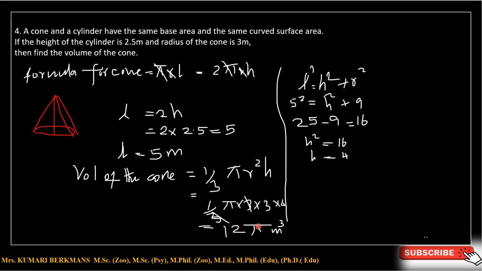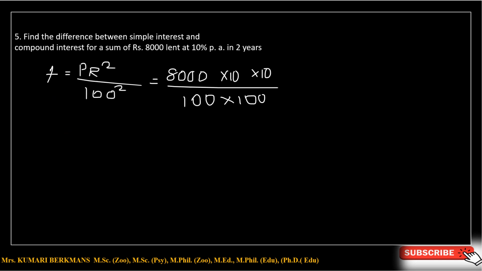So pi, let us write the pi here. 3 into 4, it is 12. So 12 pi meter cube is the volume of the cone.